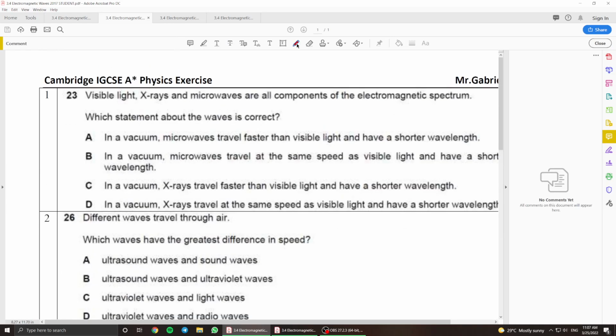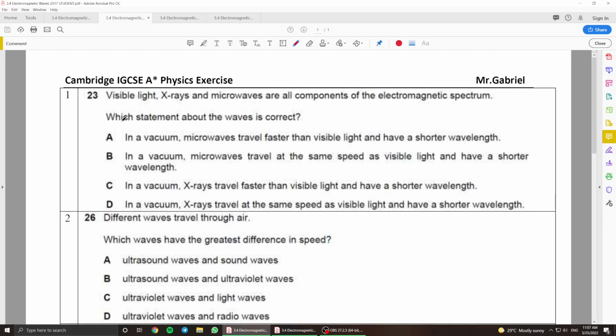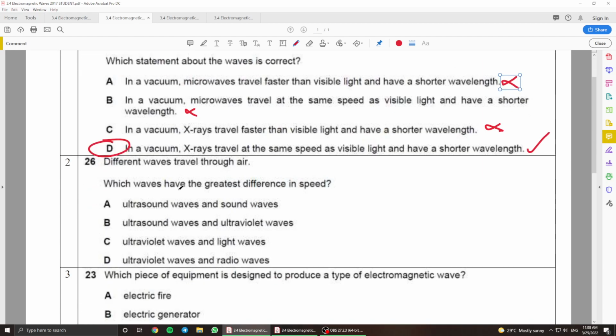Visible light, X-ray and microwaves are all components of the electromagnetic spectrum. Which statement about the waves is correct? In a vacuum, microwaves travel faster than visible light. No, they all travel at the same speed. In a vacuum, microwaves travel at the same speed as visible light and have a shorter wavelength. That is not true. Microwaves have a longer wavelength than visible light. In a vacuum, X-rays travel faster. Definitely not true. In a vacuum, X-rays travel at the same speed and have a shorter wavelength. This is logical. So D is the answer here.